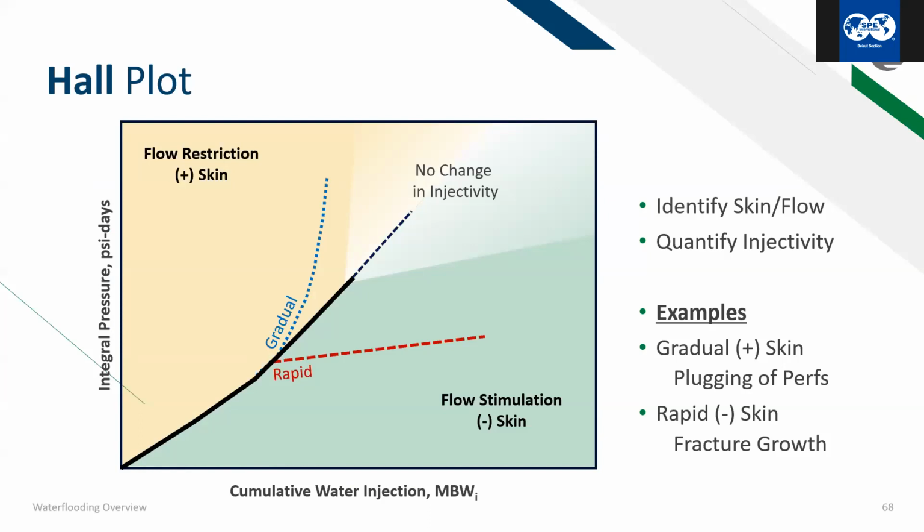And if you see a rapid break in the negative skin direction, then you're probably seeing fracture growth. So if you have plugging of perfs, then maybe you need to go acidize your injector, clean it out. If you have fracture growth, then maybe you need to reduce the rate at which you're injecting.